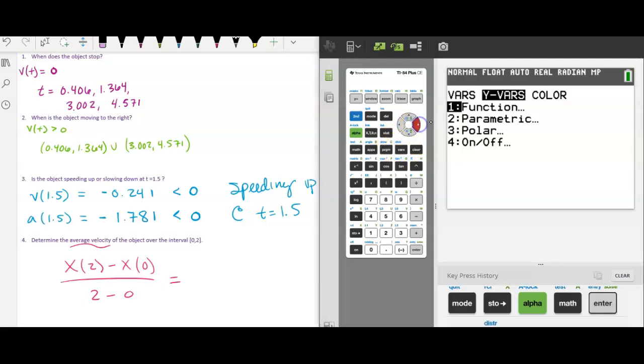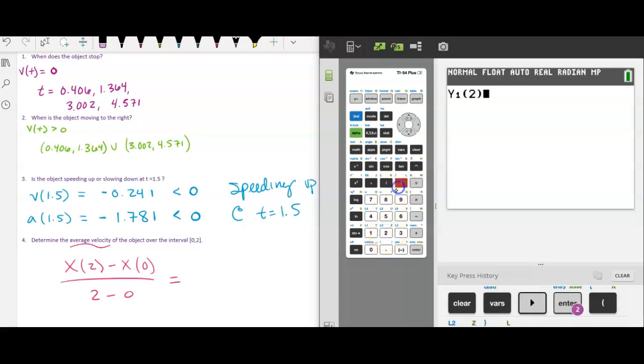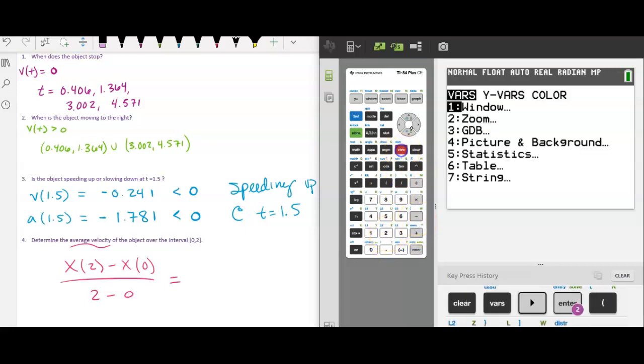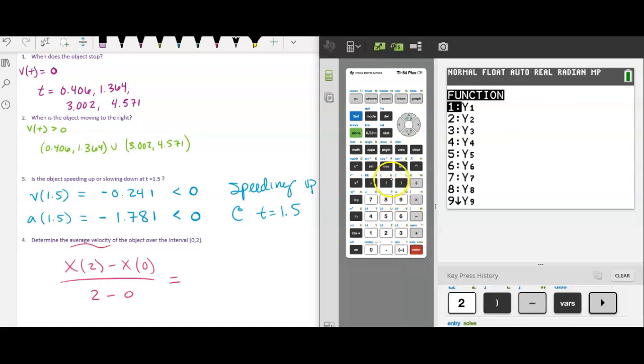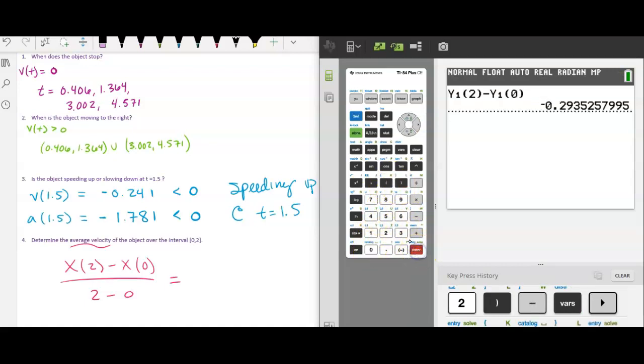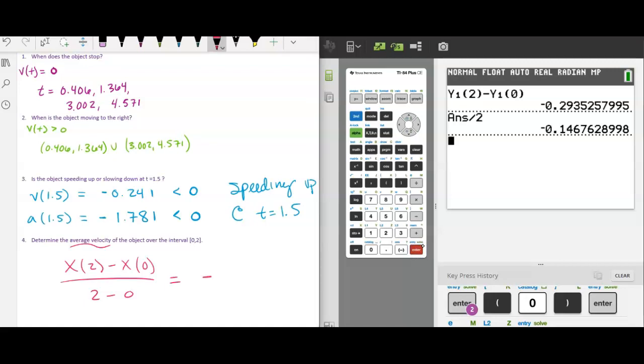I'm going to go to Y-vars, enter, enter. I need to know y1 of 2 minus y1 of 0. And then I need to divide that by 2, which is in the denominator. So the average velocity is negative 0.147.